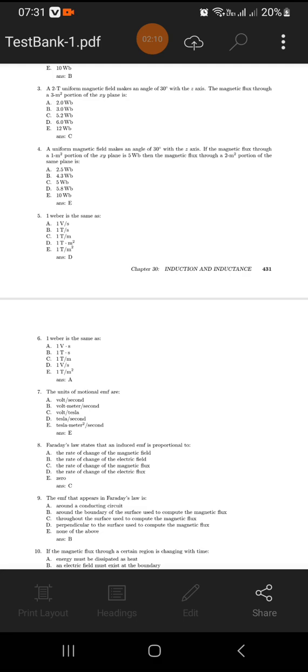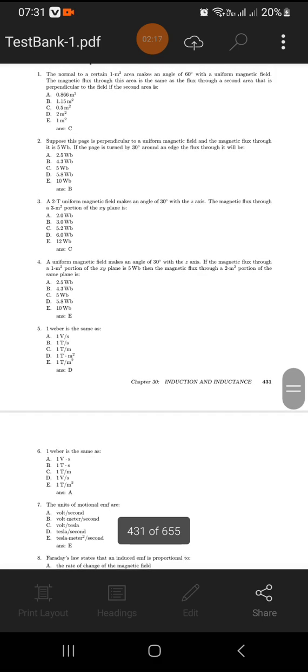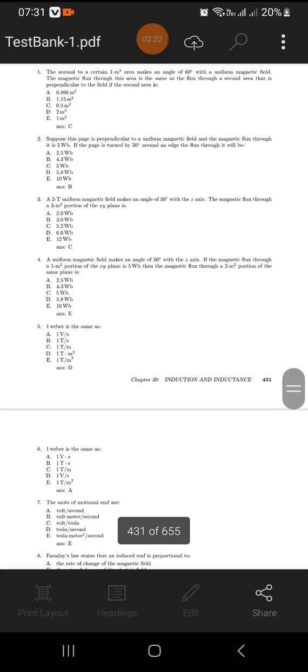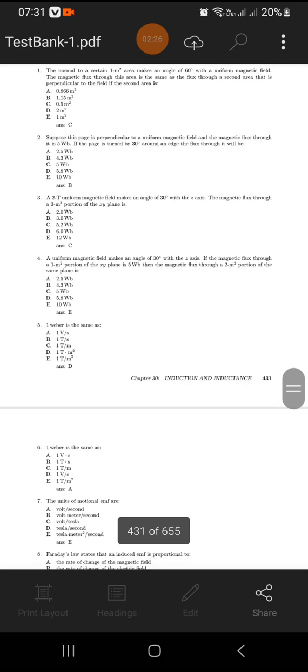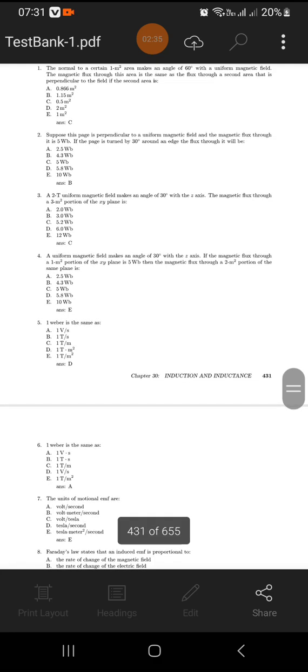And then a uniform magnetic field makes an angle of 30 degrees with respect to the z-axis, and if the magnetic flux through a 1 meter squared portion of the xy plane is 5 Weber, then the magnetic flux through the 2 meter squared portion is 10. Okay, it's 10. They doubled it.